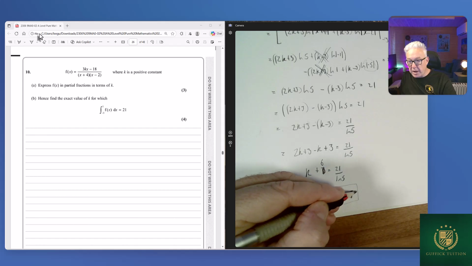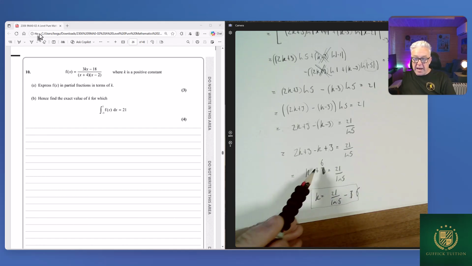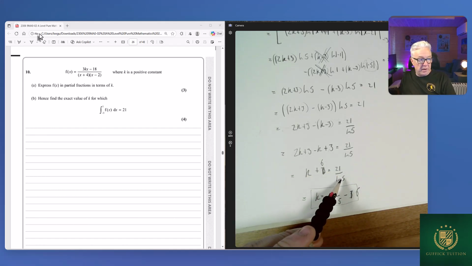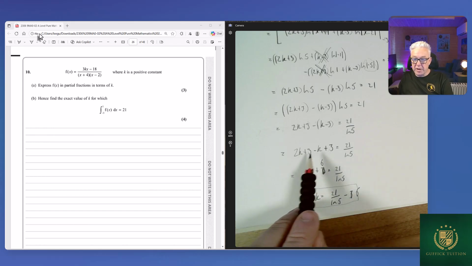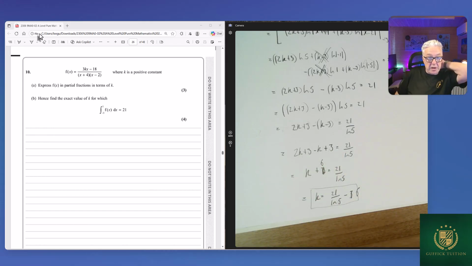And we're going to take that off both sides. So we've got k add 6 is equal to 21 over ln 5, and then we're going to take that off both sides. So we get k is equal to 21 over ln 5 minus 6, because the 3 add 3 is 6. Perfect. I hope you found that helpful, and I will see you in the next video.